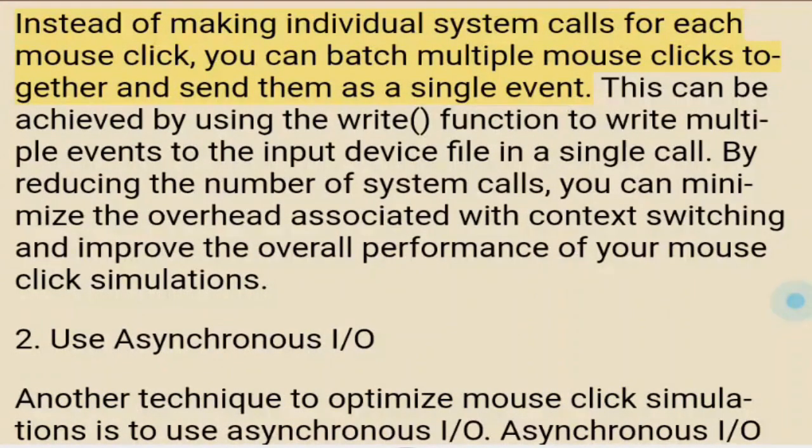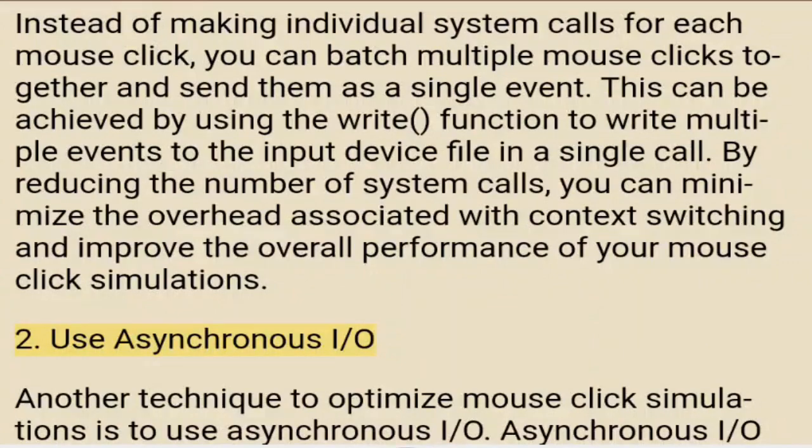Instead of making individual system calls for each mouse click, you can batch multiple mouse clicks together and send them as a single event. This can be achieved by using the write function to write multiple events to the input device file in a single call. By reducing the number of system calls, you can minimize the overhead associated with context switching and improve the overall performance of your mouse click simulations.